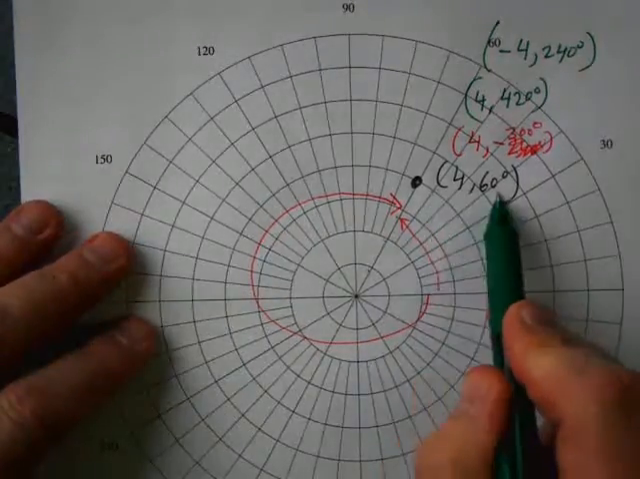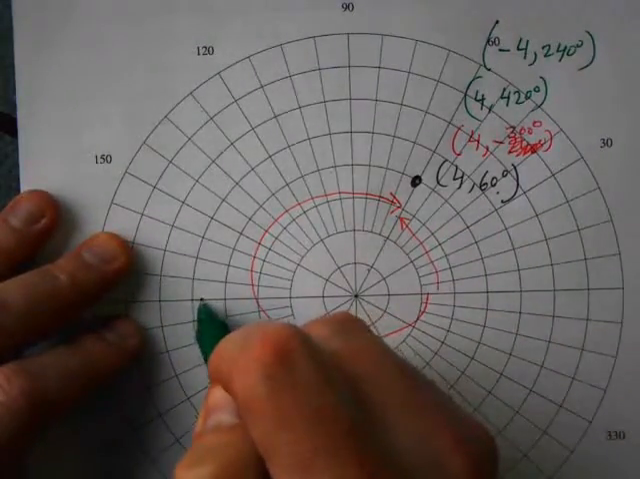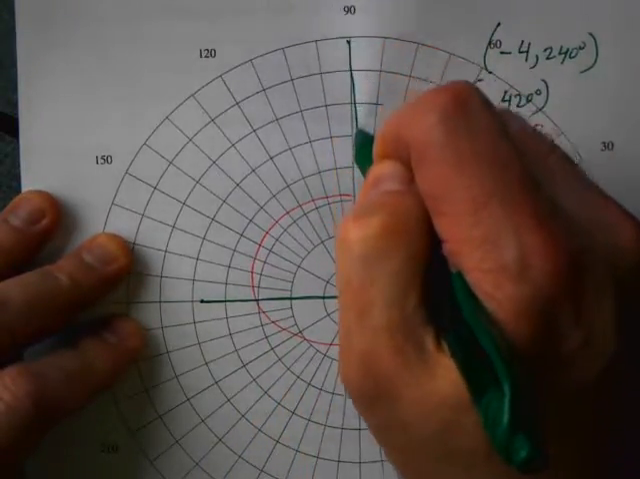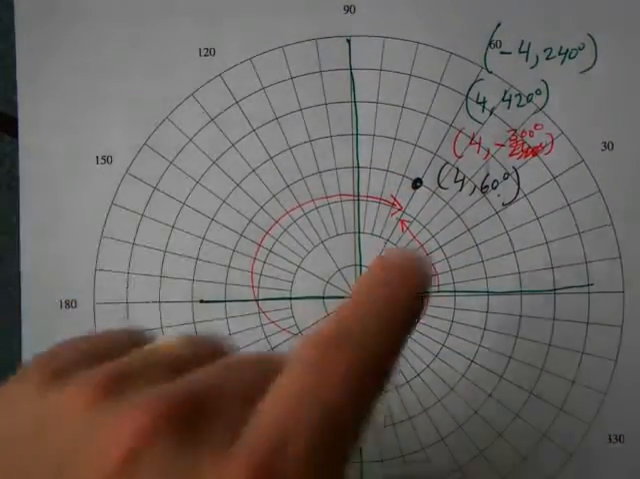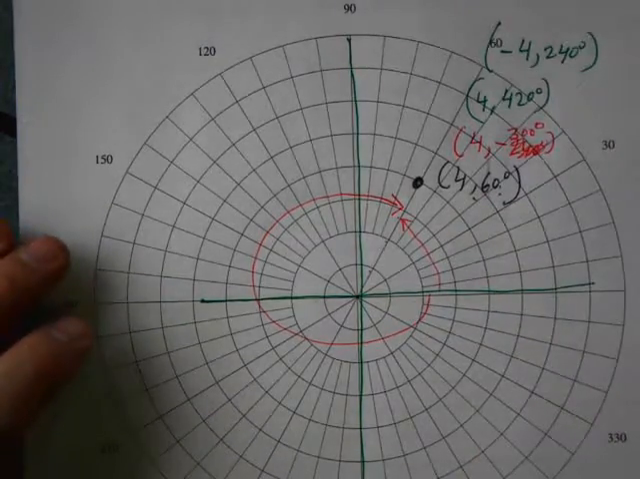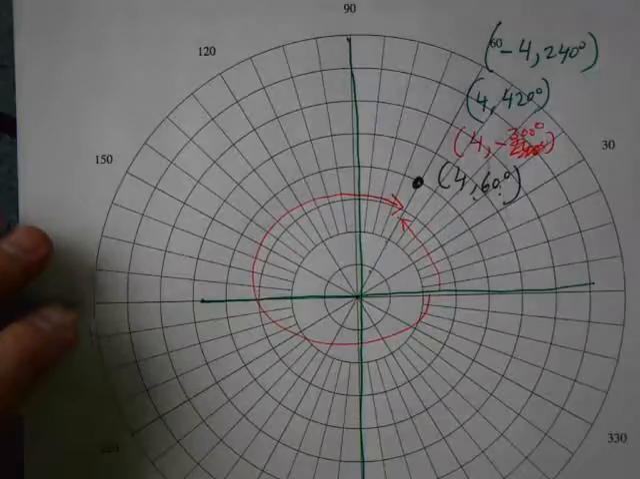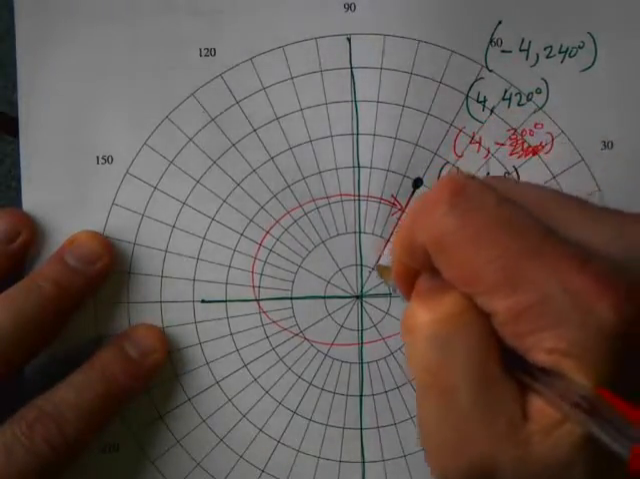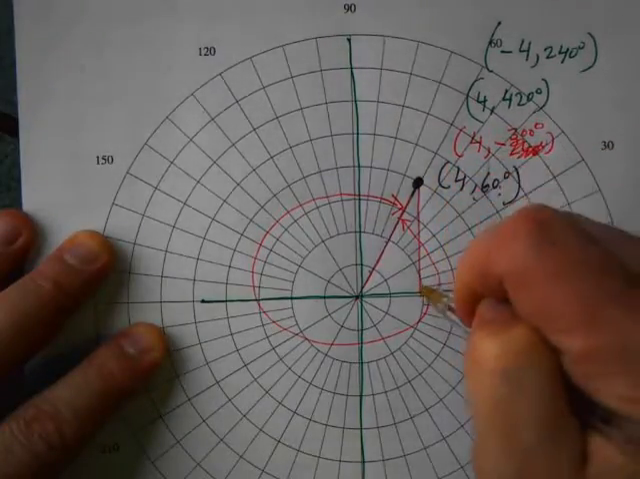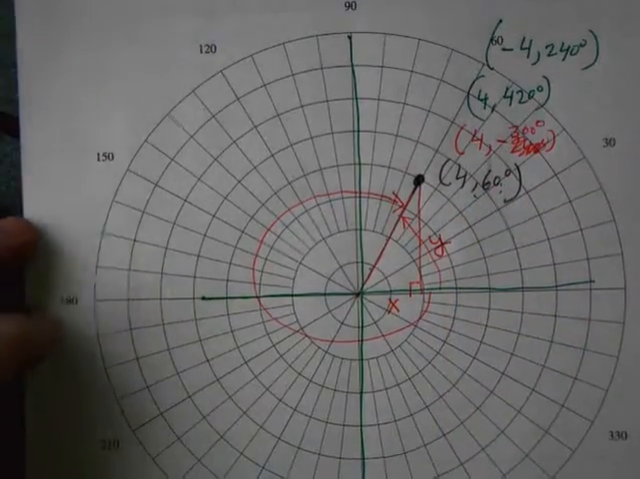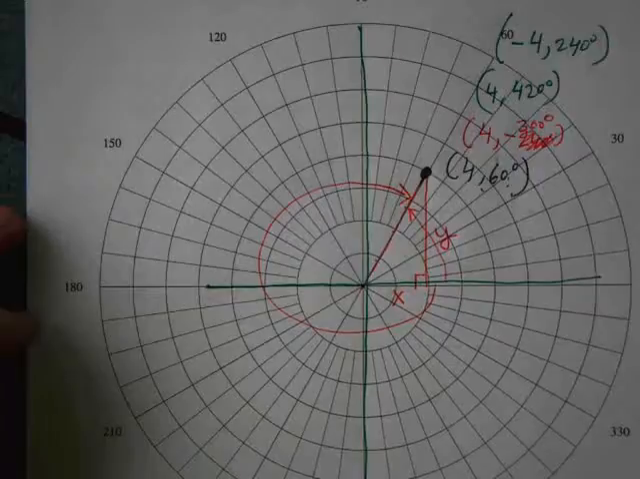Now, this point, 4, 60. What if I drew in an x-axis and a y-axis, and I wanted you to give me the x, y values? What would you do? All right, so I'm going to do this. Do it in red here so we can see it maybe. I'm going to draw a right triangle. This is X. This is Y. What can you tell me?